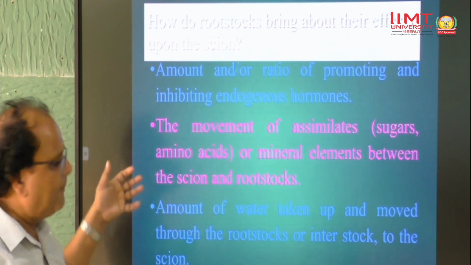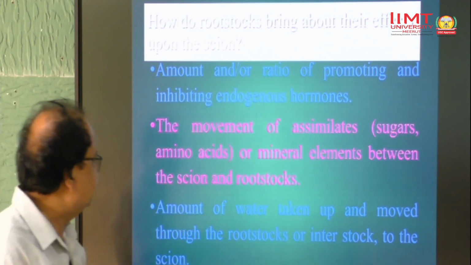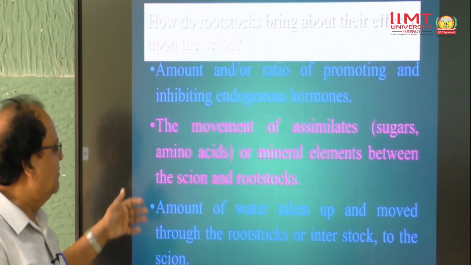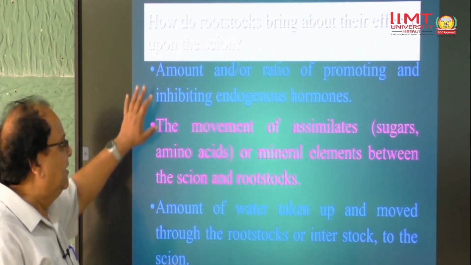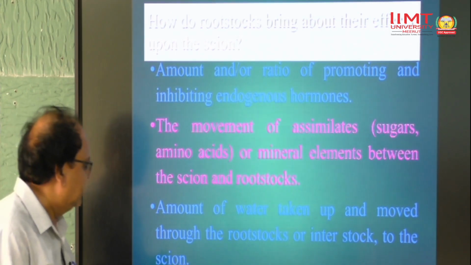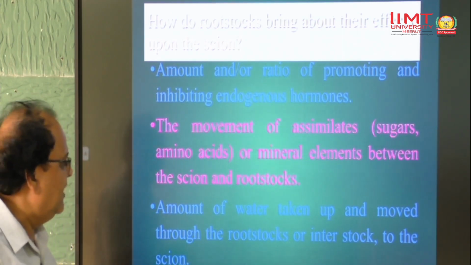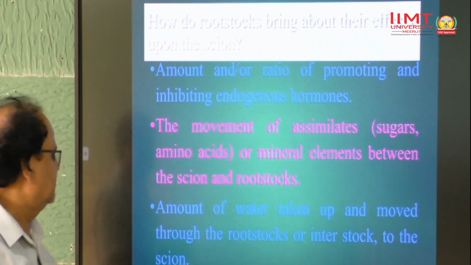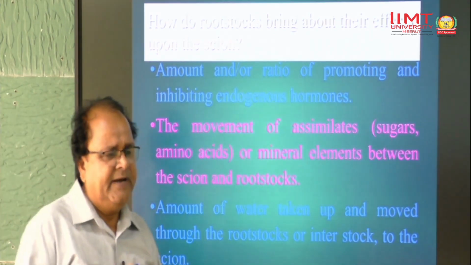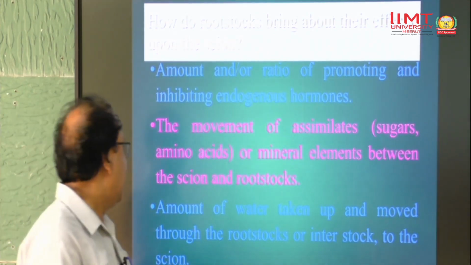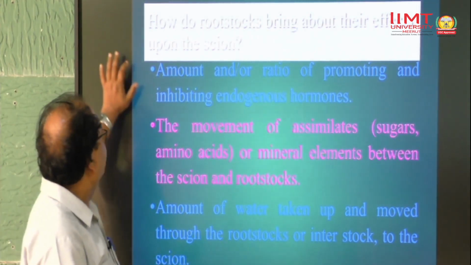Proper movement of assimilates into the rootstock and scion creates the successful compatibility of the rootstock and scion. Also, the amount of water taken up and moved through the rootstock, or interstock, or through the scion, has to link properly to each other to develop new plants.